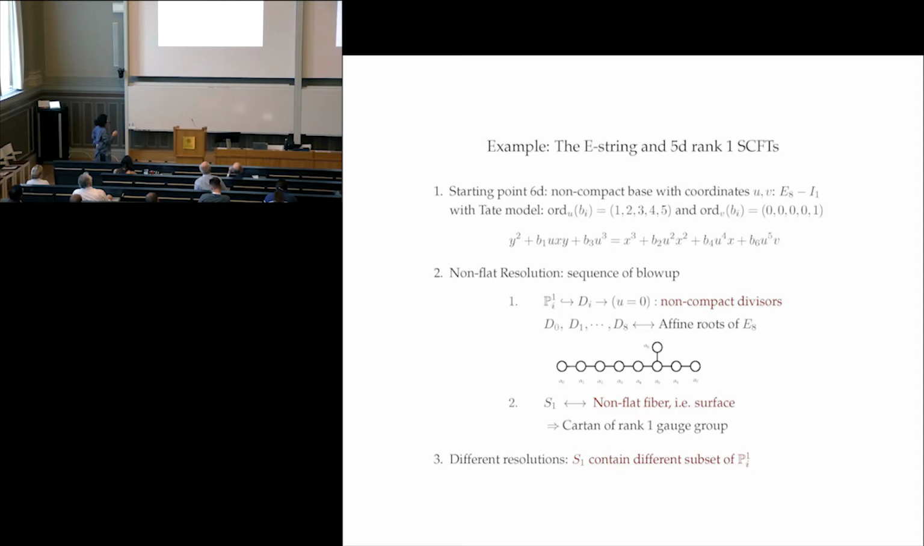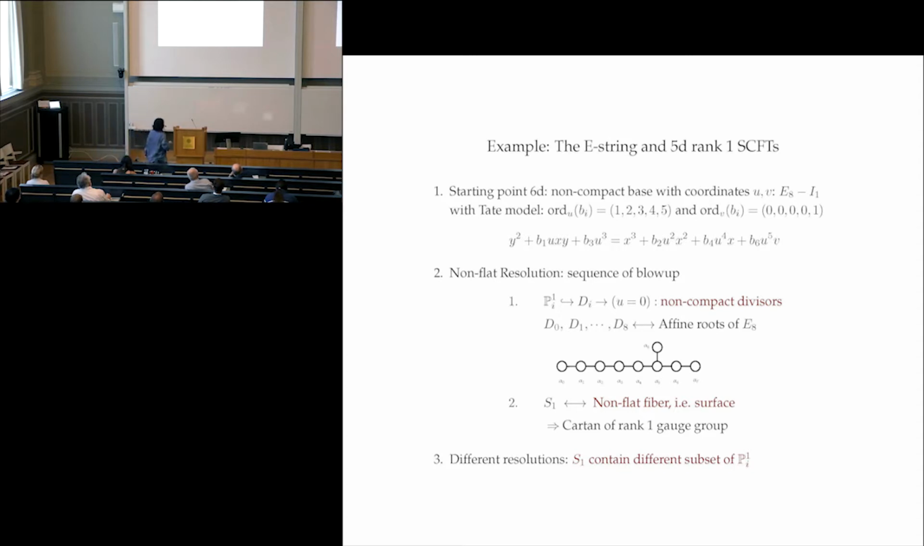The vanishing orders for the E8 singularity are these in this equation here, and the I1 just has 0,0,0,1. So you see there are u's along here, and then there's this one coordinate v appearing here. As I go to u equals v equals 0, the singularity becomes non-minimal. And so now we can do the resolution. We first resolve the codimension 1 singularity, that's this II* fiber. We get non-compact divisors that are rational curves fibered over this locus u equals 0. They intersect in the affine Dynkin diagram of E8. And then there's one more resolution, which is exactly this non-flat fiber resolution, and that will furnish the Cartan of the gauge group.